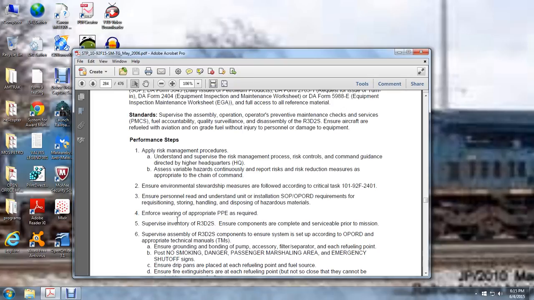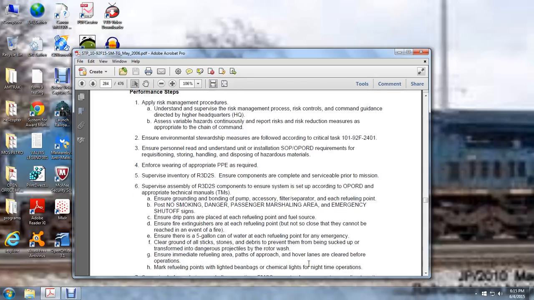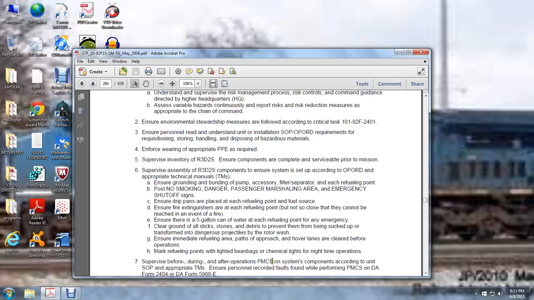Ensure grounding and bonding of the pump and accessory filter separators, each of the refueling posts, and no-smoking, danger, passenger marshalling, and emergency shut-off signs. Ensure the drip pans are placed at each of the refueling points and at the fuel source. Ensure the fire extinguishers are at each of the refueling points, but not so close that they can be transformed into dangerous projectiles by rotor wash. Ensure the immediate refueling paths of approach and hover lanes are cleared before operation. Mark refueling points with light bean bags or chemical lights for nighttime operation.